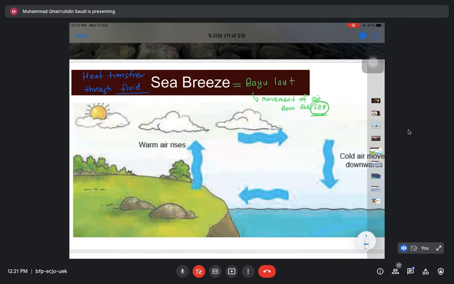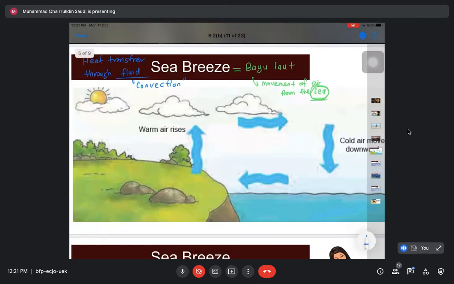Okay. So this is actually why does bayu laut terjadi? Why does sea breeze happen? Kenapa berlakunya bayu laut? Okay. Kenapa berlakunya pergerakan angin ataupun air from the sea? Macam mana pula air tu boleh datang daripada laut ke darat? Why? It is because of the heat transfer through fluid, or what we call as convection. Okay, because of convection, heat is being transferred through fluid.